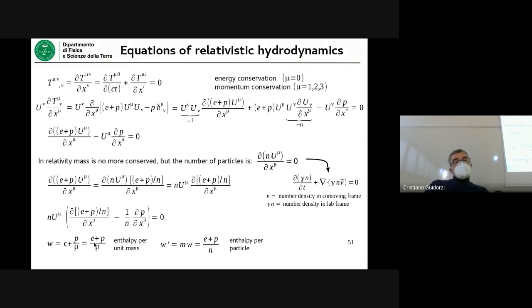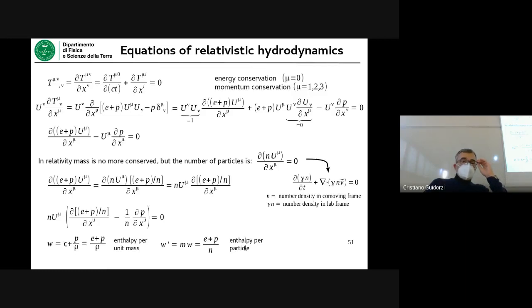Now, let's multiply enthalpy per unit mass, W, times m, where m is the mass of one single particle. If you have some quantity, in this case enthalpy per unit mass, and you multiply by the mass of one particle, what you have is the enthalpy associated to one particle. So we call this quantity W prime. W prime, by definition, is now the enthalpy per particle instead of per unit mass.